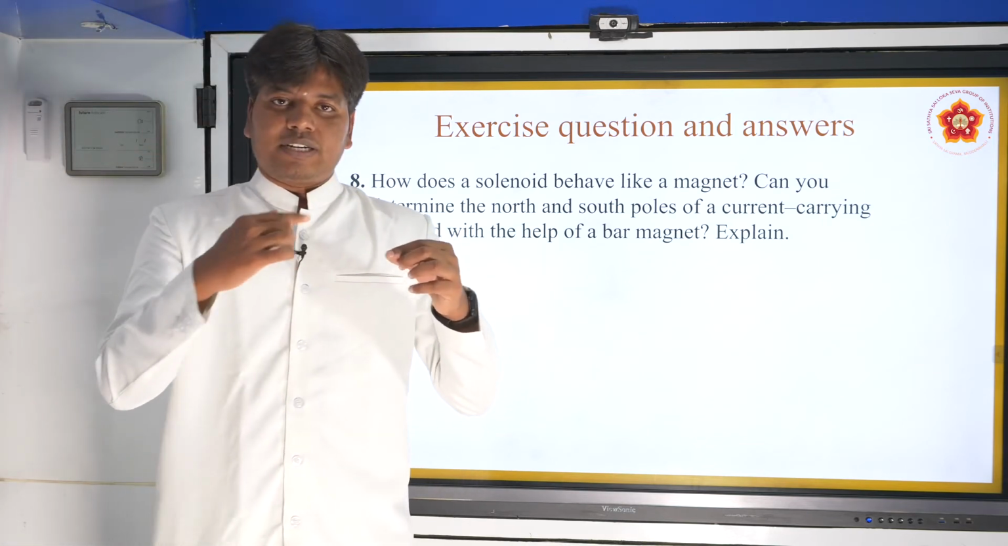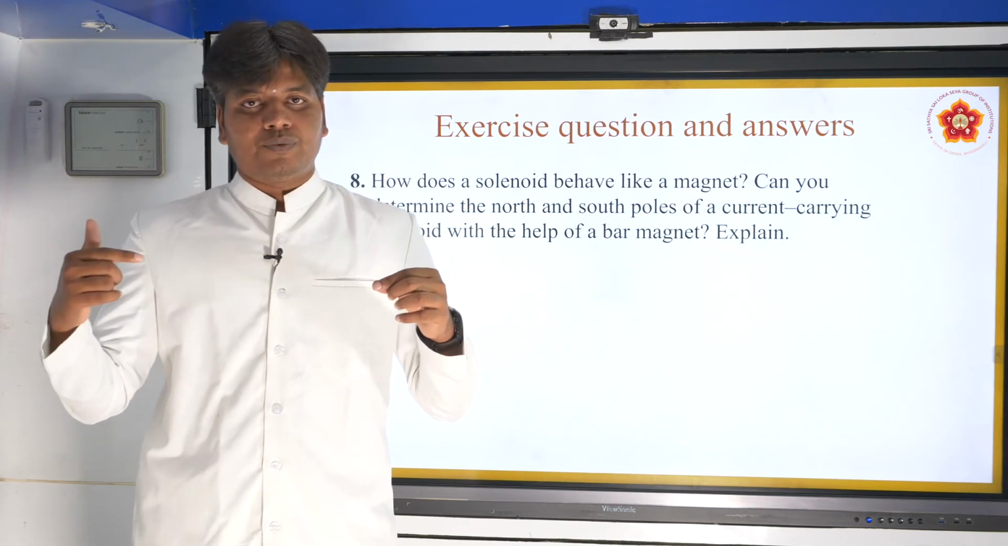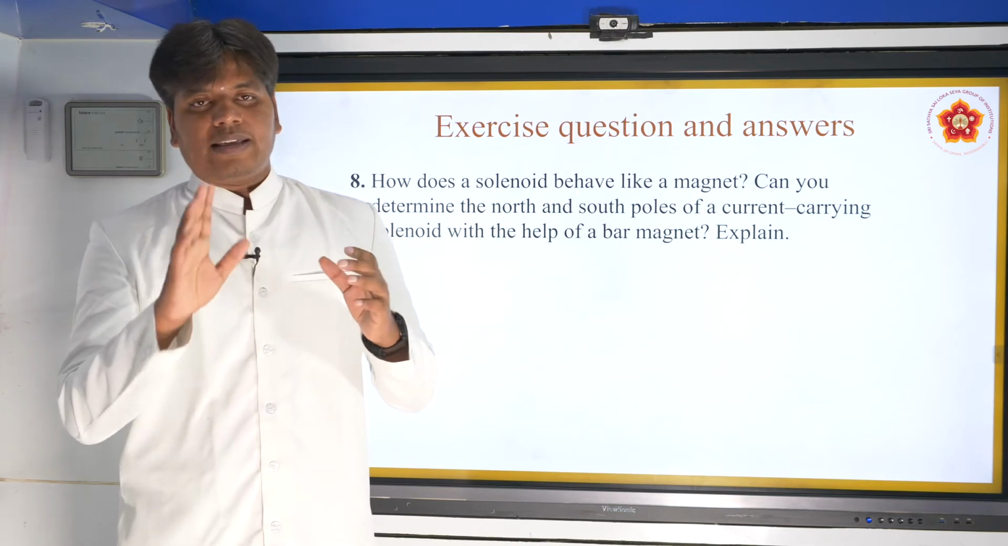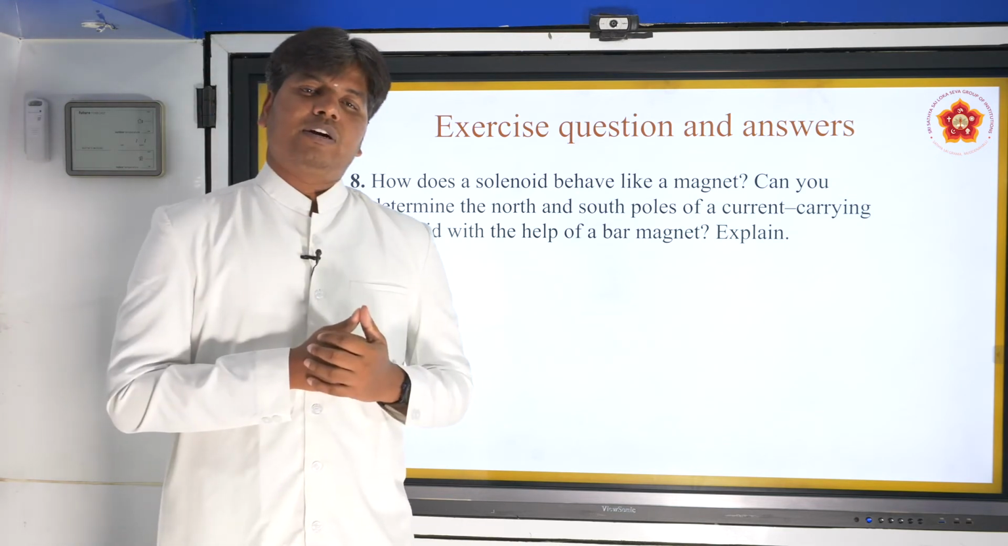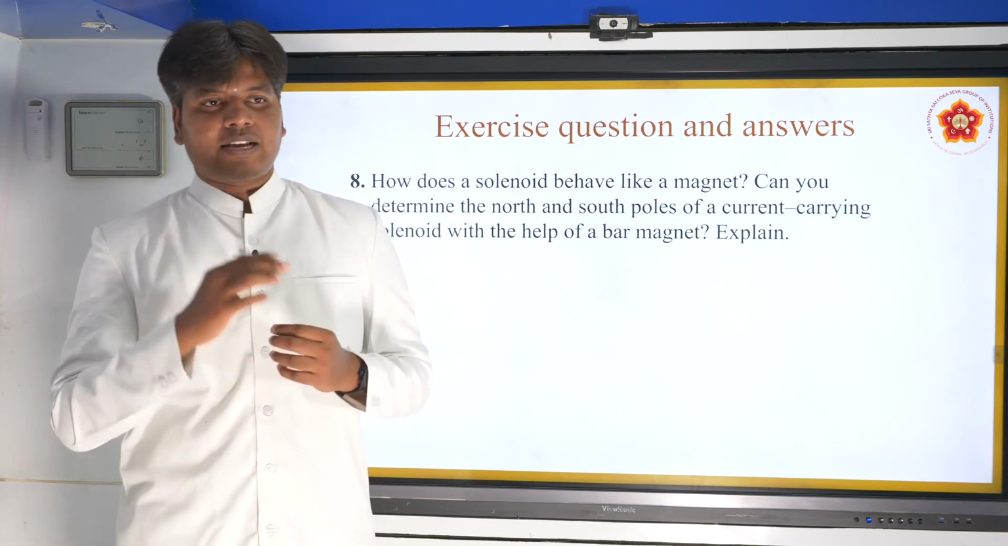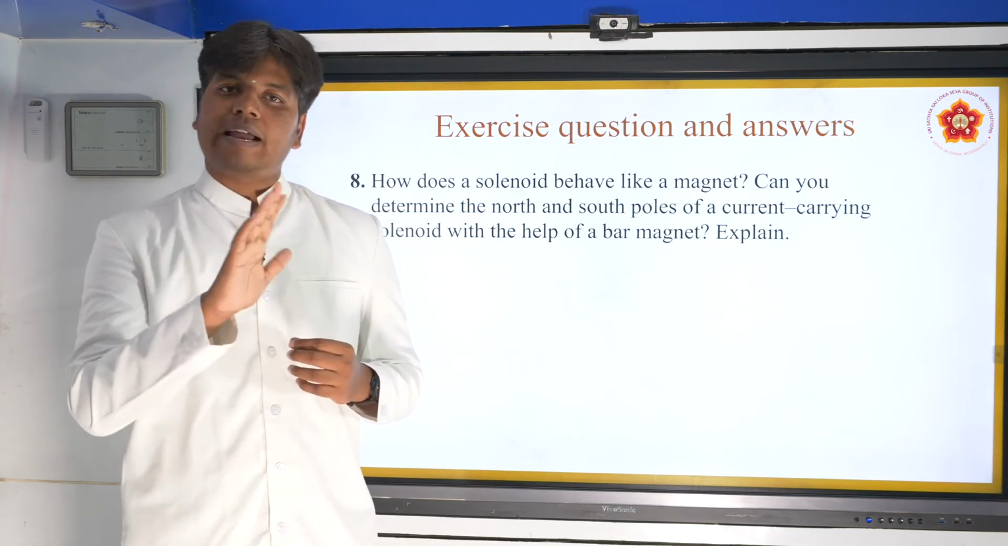Group of circular coils, right? It is a spiral coil we have. So when you pass a current through it, what happens? You studied already that a current-carrying conductor will have a magnetic field around it.